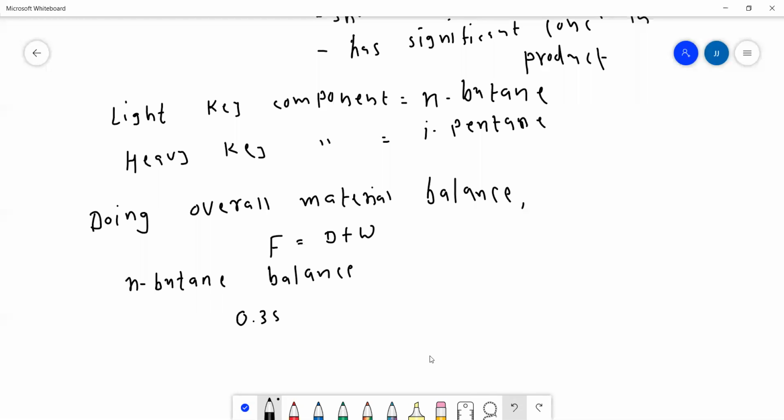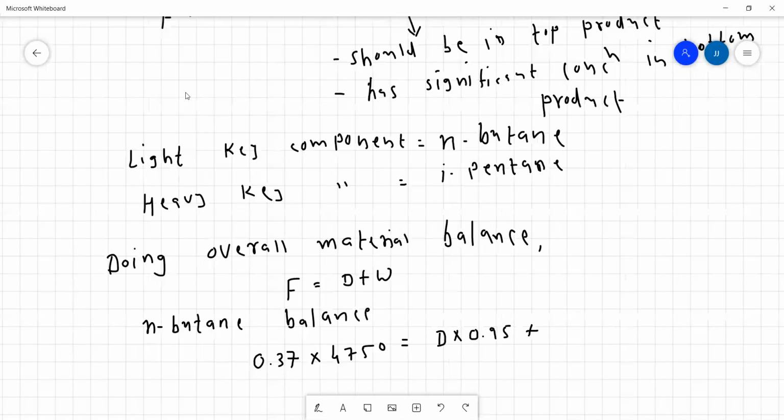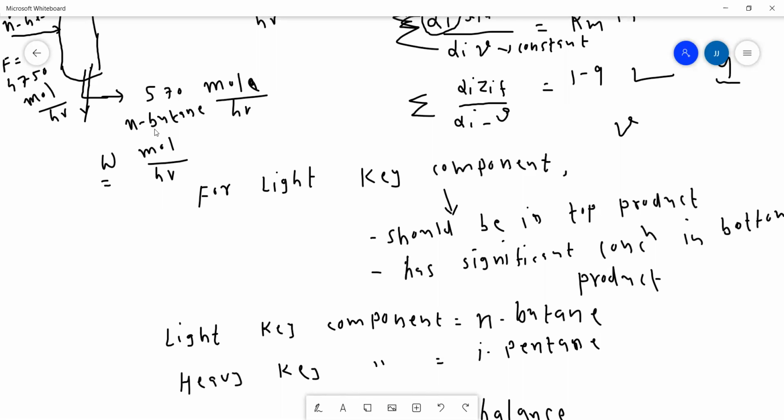So it is multiplied by the total flow rate, that is 4750, which is equal to D multiplied by its composition, that is 0.95 mole fraction, plus, in the bottom, it is already mentioned that the bottom product contains 570 mole per hour of N-butane, 570.